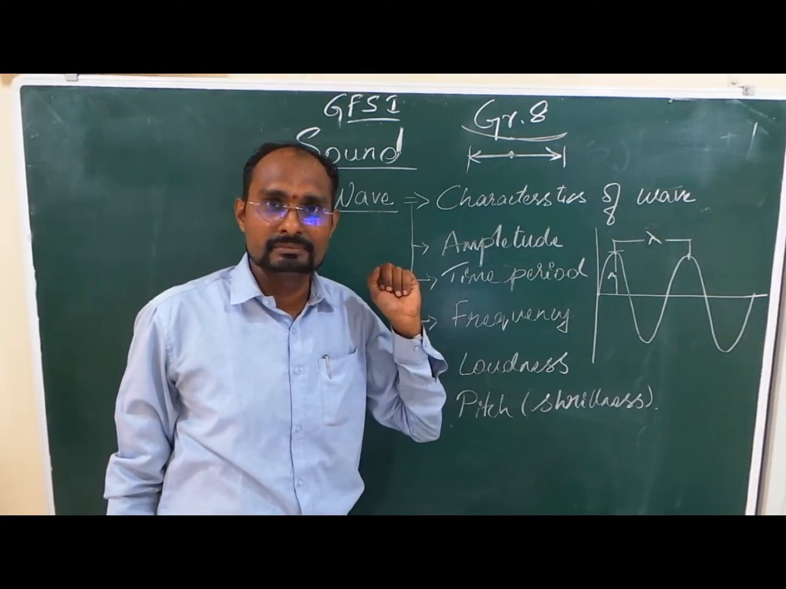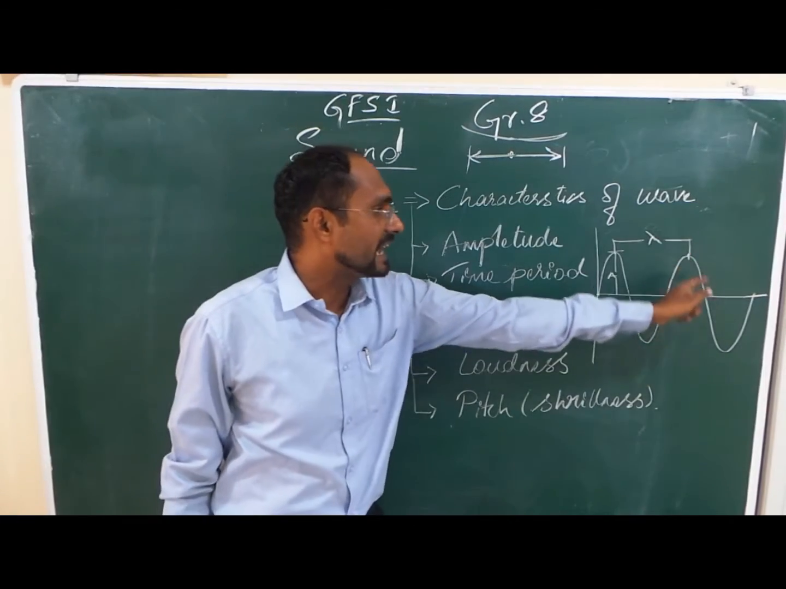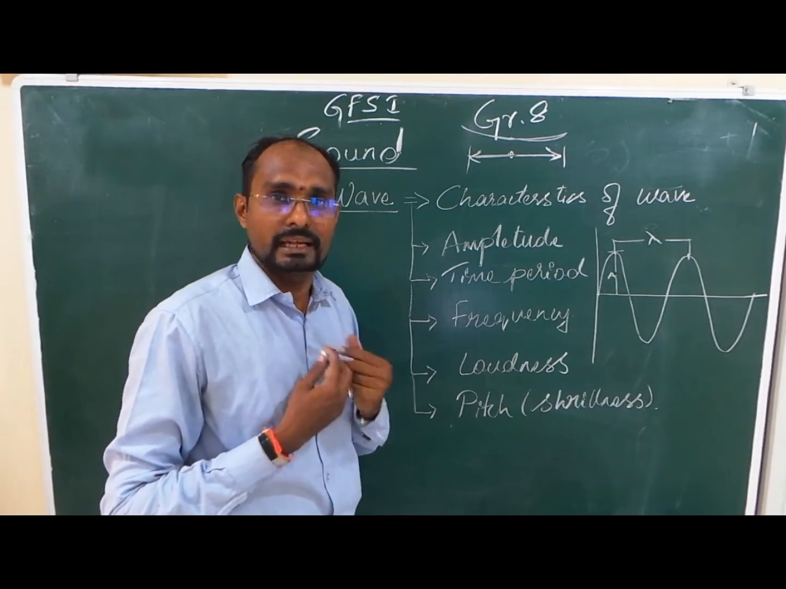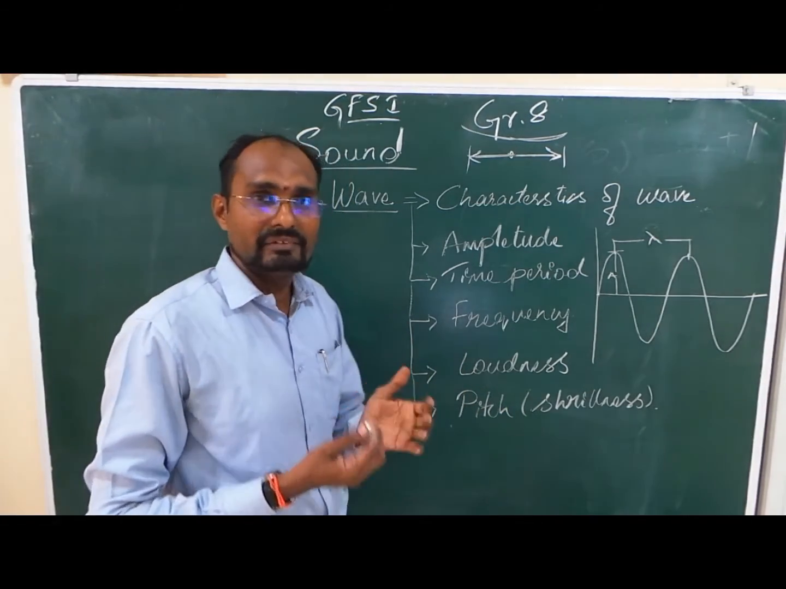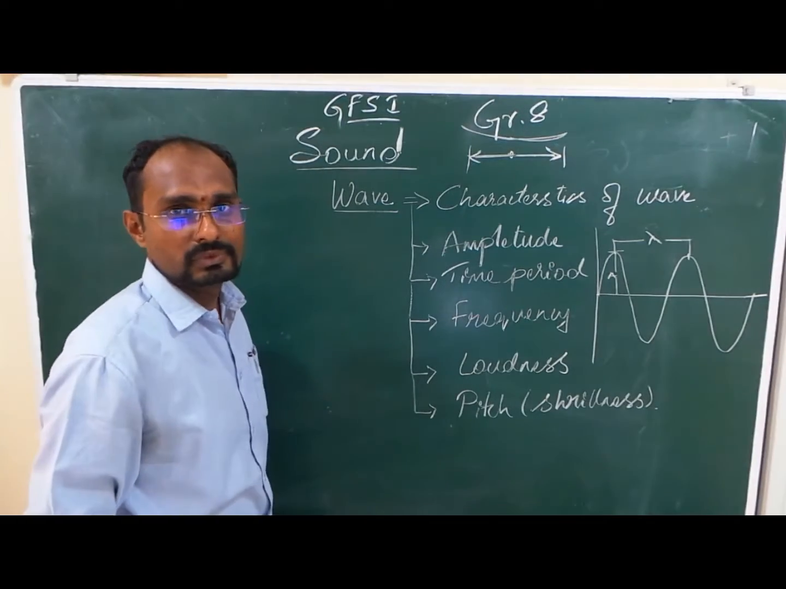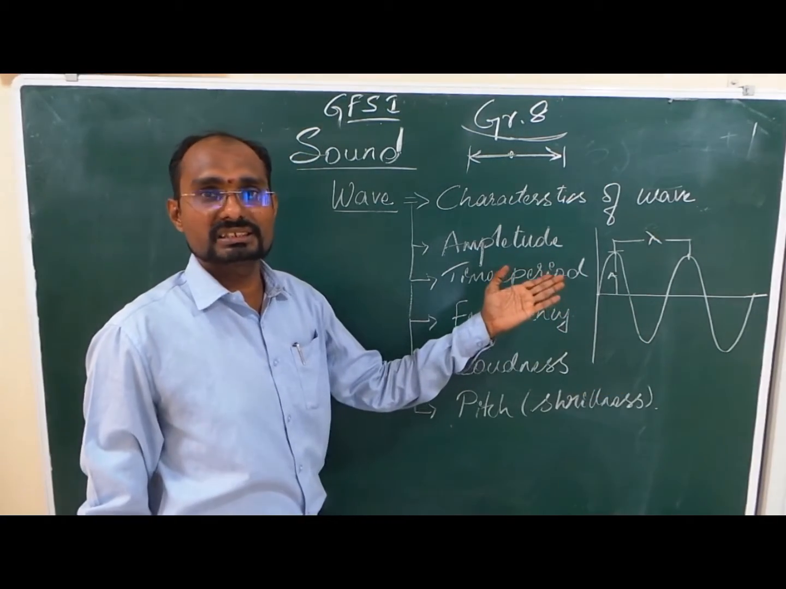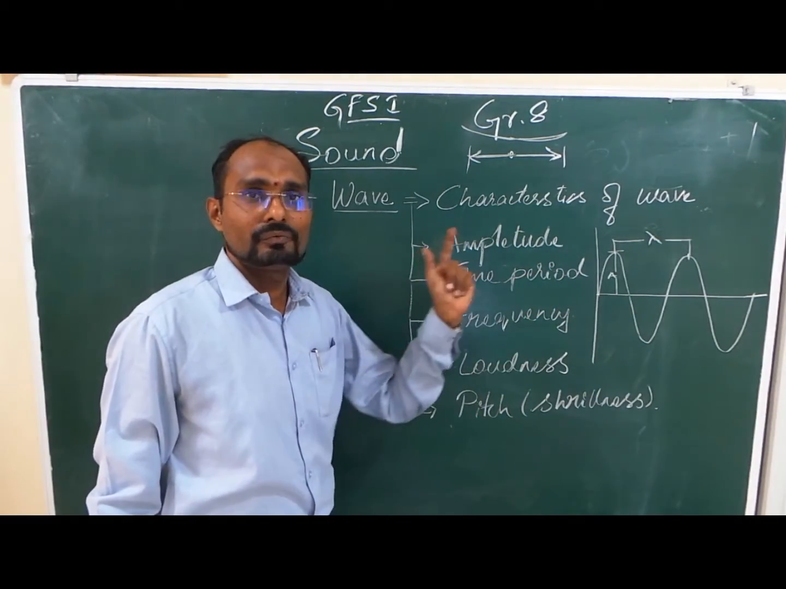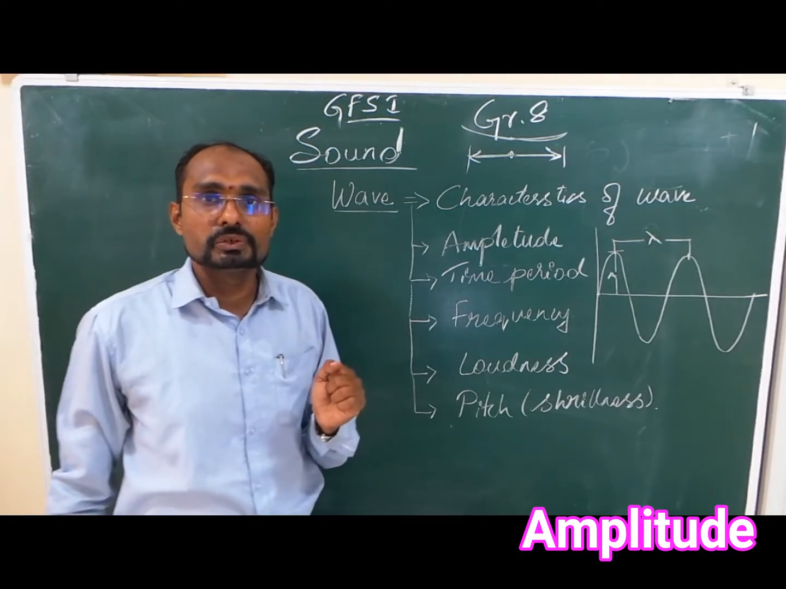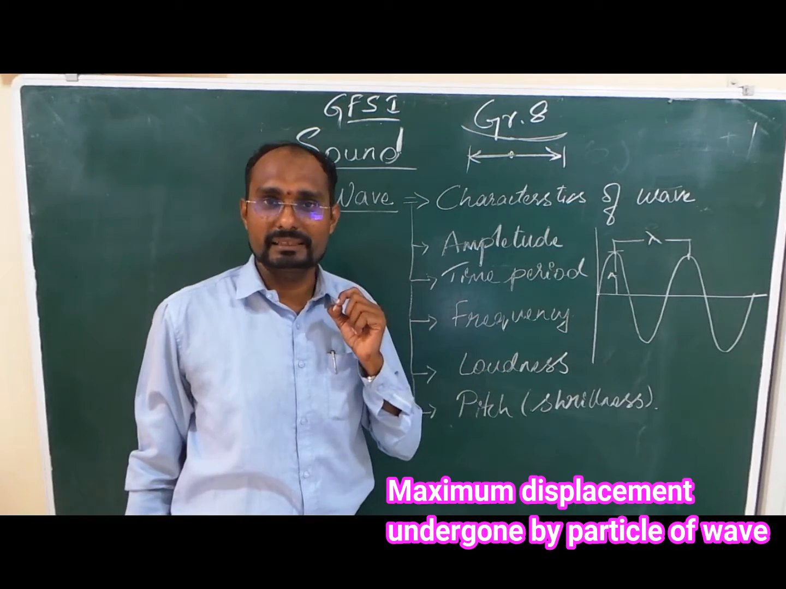Now, these waves I can represent in the form of a sine wave. This kind of wave is called a sine wave. For my convenience and for your easy understanding, I will represent the sound wave in the form of a normal wave, which we all know. With the help of this diagram, we can understand the characteristics of sound waves. The first one is the amplitude. Amplitude is the maximum displacement undergone by the particle.